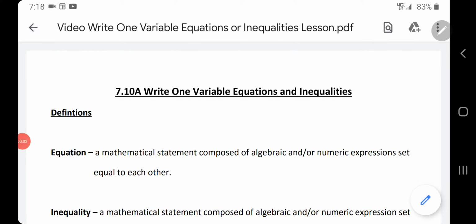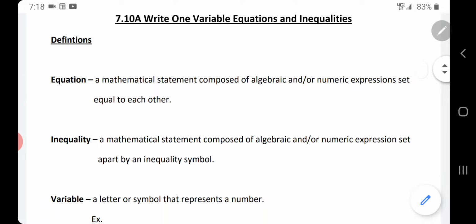Hey guys, in today's lesson, we'll be writing one variable equations and inequalities. All right, let's look at some definitions real quick here.